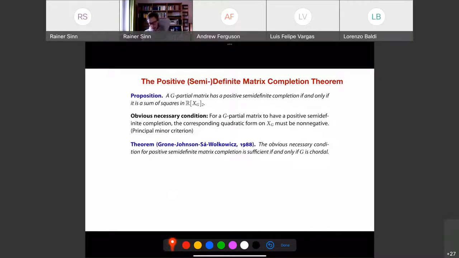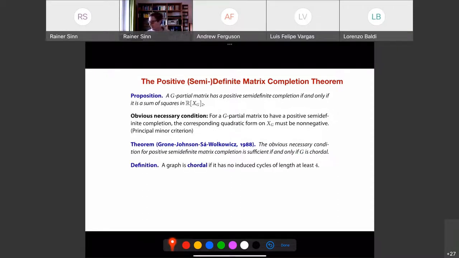And then there was a completion theorem from the 80s by Grone, Johnson, Sá, and Wolkowicz that really characterizes the answer to the question I just asked. They say that to check the Sylvester criterion on every completely determined submatrix is sufficient for the existence of a PSD completion if and only if the pattern corresponds to a chordal graph, if and only if the graph is chordal.